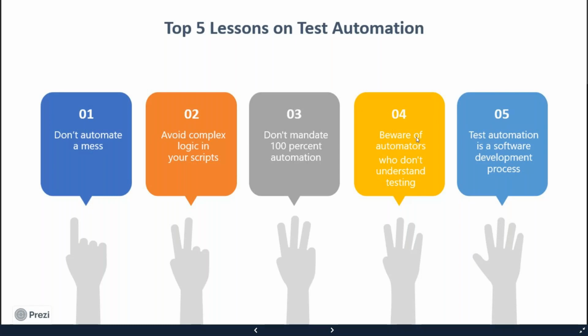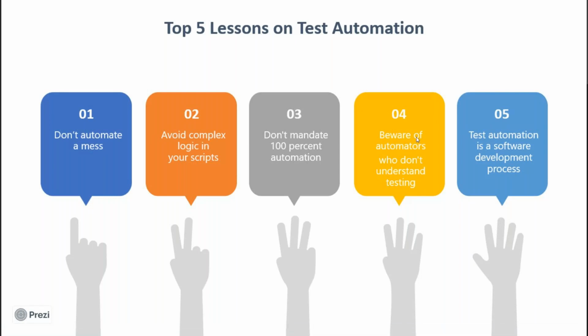Beware of automation engineers who don't understand testing. First of all, if you want to enter into test automation, you need to have some basic idea of what testing is, like smoke test, regression test, waterfall life cycle, agile cycle, and all that. First, you need a basic idea of the different nuances of testing processes.